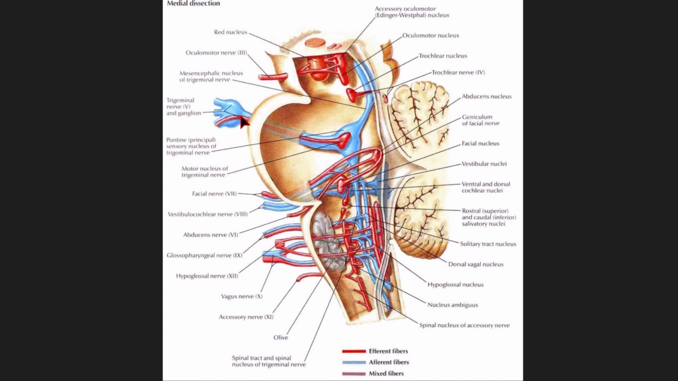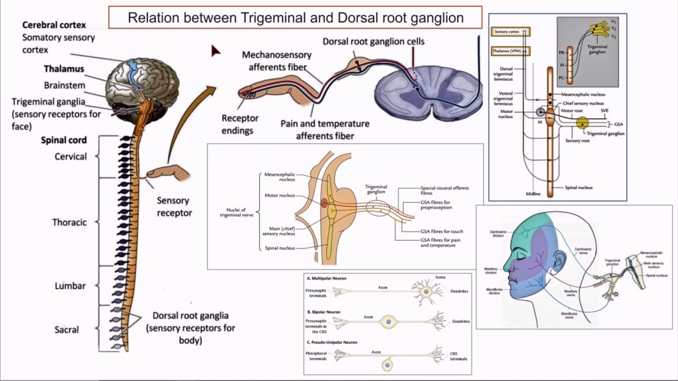Now I will come to the point. Is there any relation between this trigeminal ganglion and the dorsal root ganglion? What is the relation between trigeminal ganglion and the dorsal root ganglion? They are actually the same. If you cut the body at the C1 level, for the whole lower part, the sensory input is coming through the dorsal root ganglion. The sensory cell body is residing at the dorsal root ganglion. And at the head and face part, the cell bodies of the sensory neuron are residing in the trigeminal ganglion.